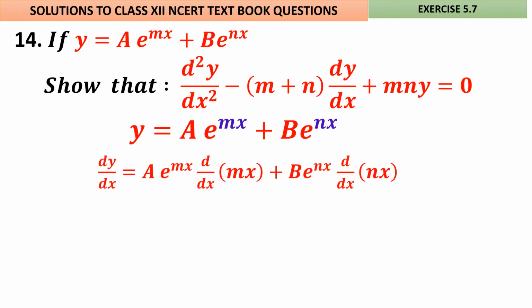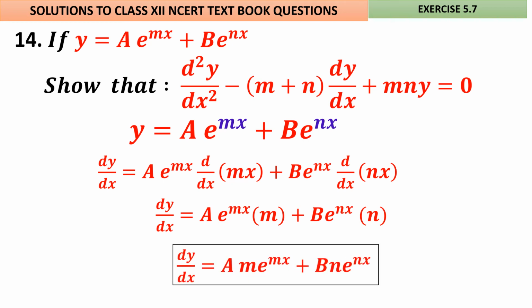Differentiate it. A e power mx differentiation is e power mx into derivative of mx, plus b e power nx, whose derivative is e power nx into d by dx of nx. What is the derivative of mx? It is m. Derivative of nx is n. Therefore, you got the first derivative as am into e power mx plus bn into e power nx. You will keep it as it is. We will try to do the differentiation once again from this step.